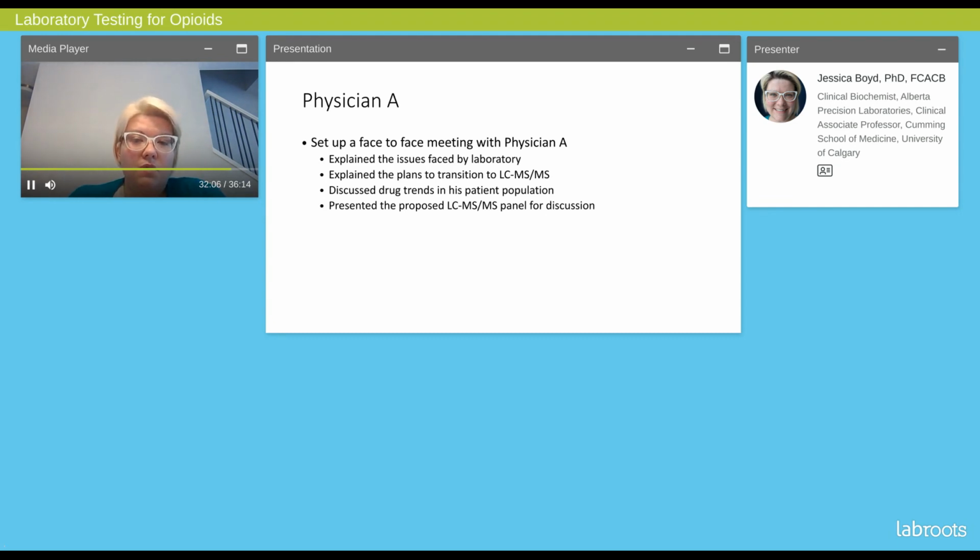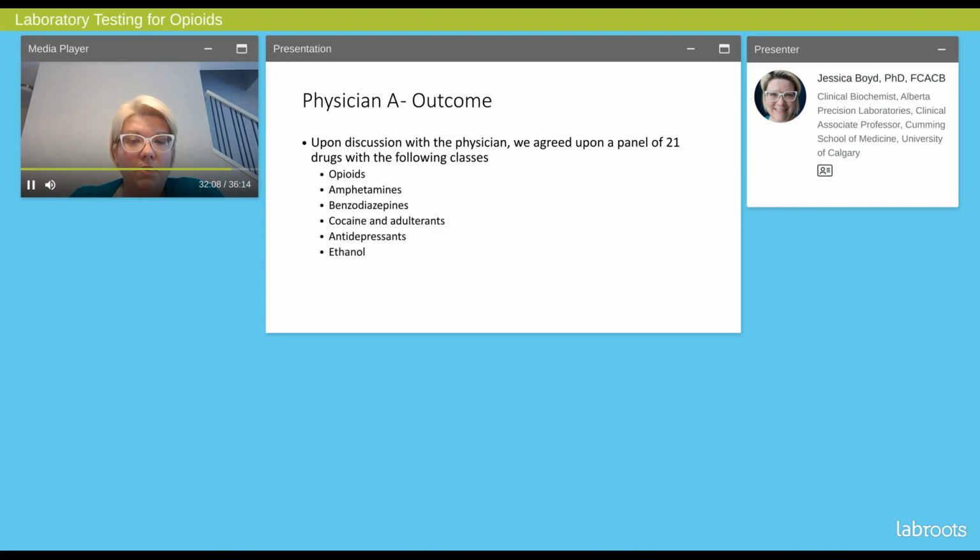We also discussed the data pull that we had done and presented the proposed LCMS panel and had a really good discussion with him about it. And so after that discussion, we ended up expanding the panel slightly to 21 drugs. We kept the opioids, amphetamines. We added a few benzodiazepines that he had said he was having problems with from his population, although we are looking at the drug screen side and saying that they're not detected often, but it's the feedback of what the physician is getting from his patients or her patients is really important as well.